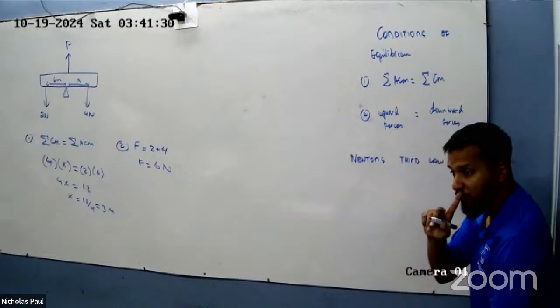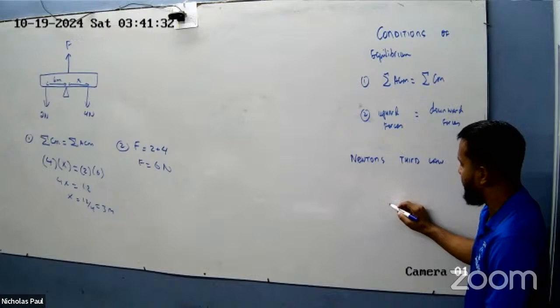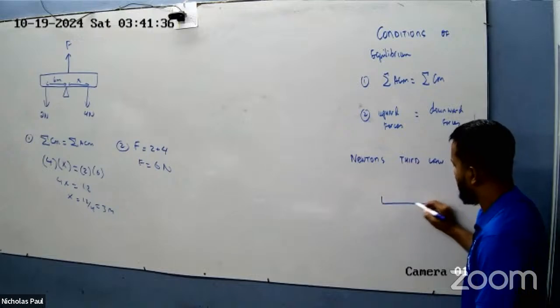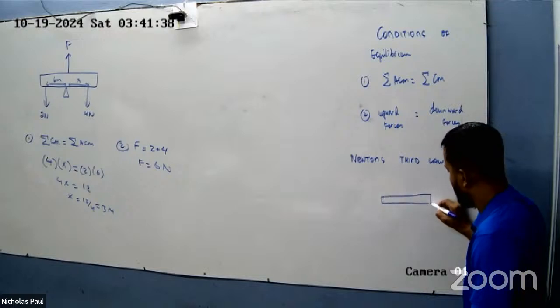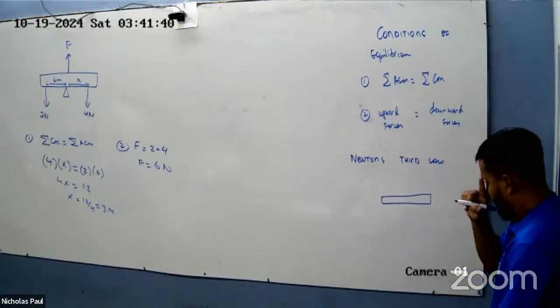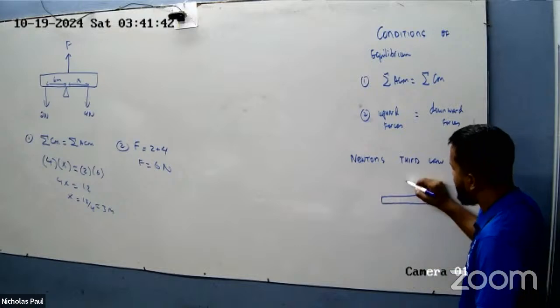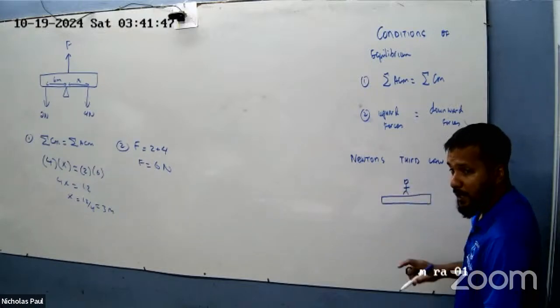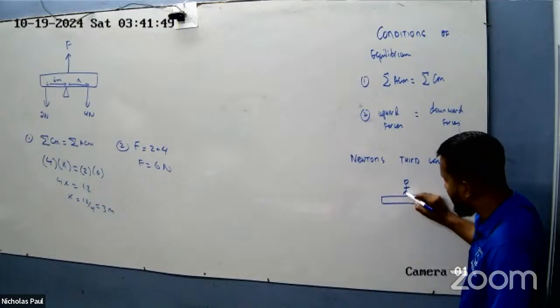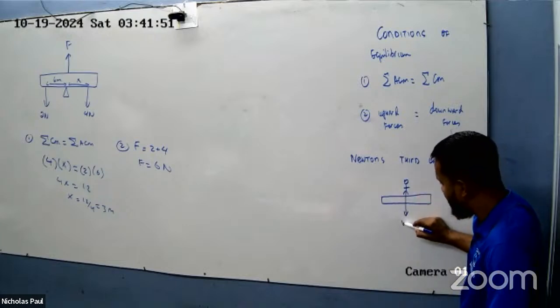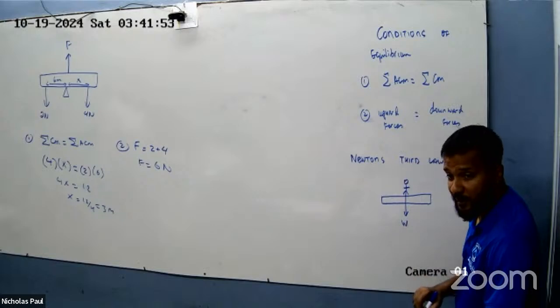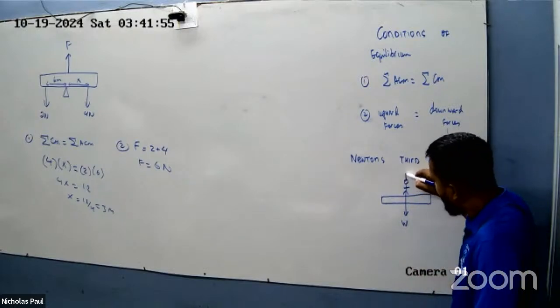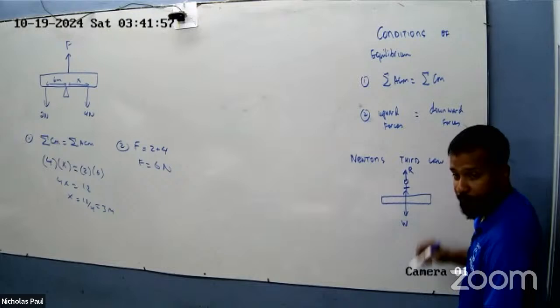If I were to give you something like this, let's say I have a plank, right? And somebody's standing on top of the plank. There are two forces on this plank. The obvious force we'll put is weight, and the next force is called contact force, right?